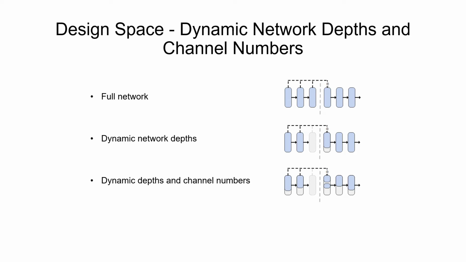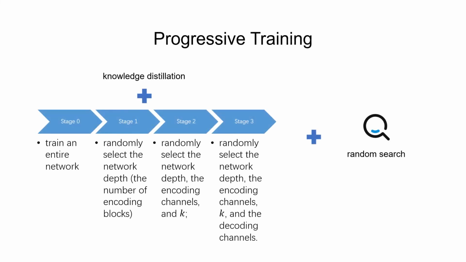As a one-shot NAS method, the weights of the selected blocks or channels are shared between architectures of different sizes. We train the network using progressive stage training and knowledge distillation. Then, we employ a random search to sample subnets and evaluate them without fine-tuning or retraining.